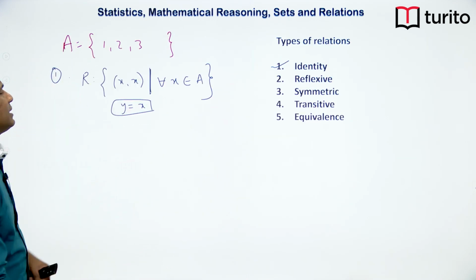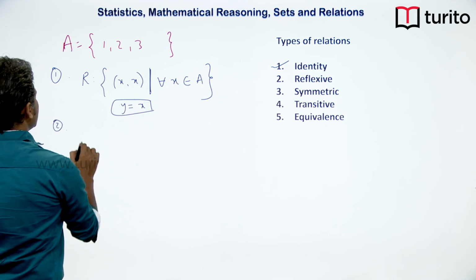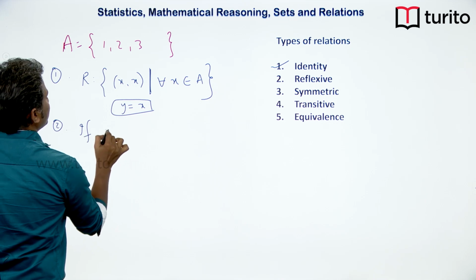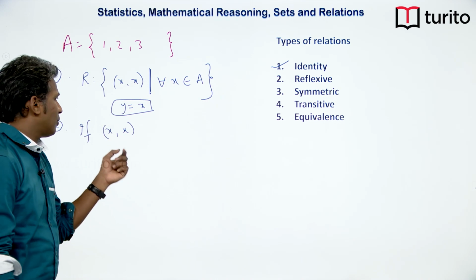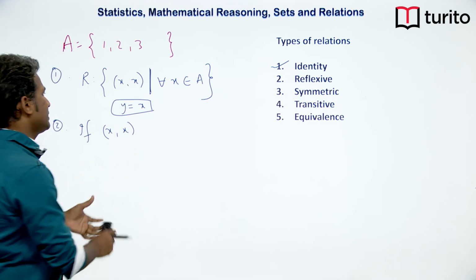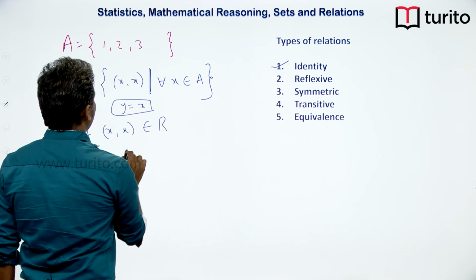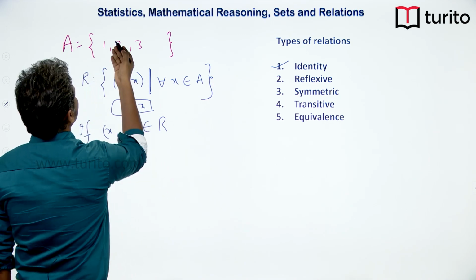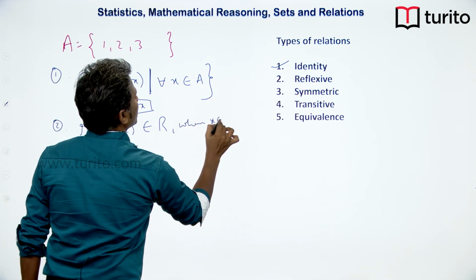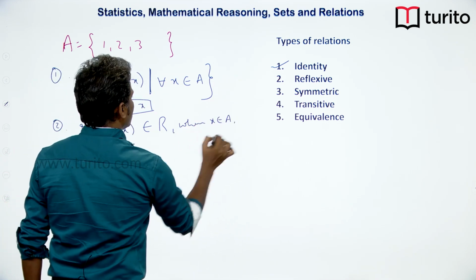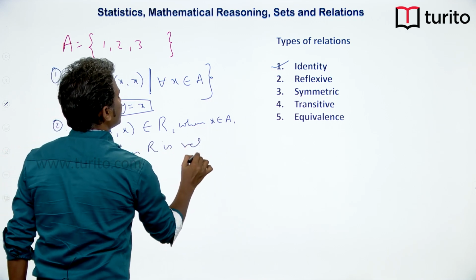Okay. Now what is reflexive relation? So, reflexive relation goes like this. If all elements of the form x comma x belong to R, where x is belonging to set A, then R is reflexive.